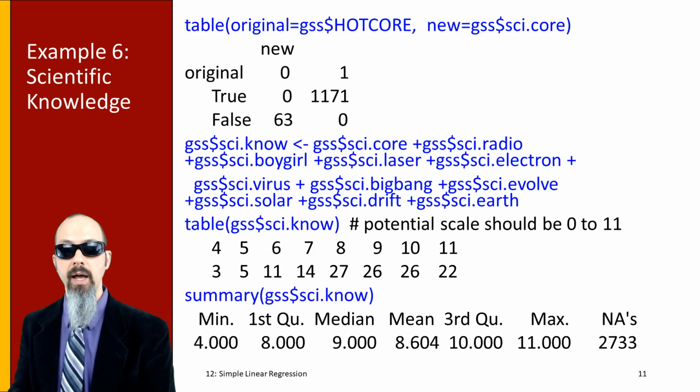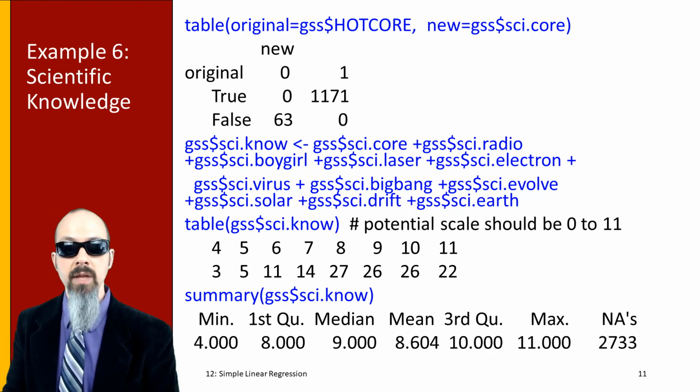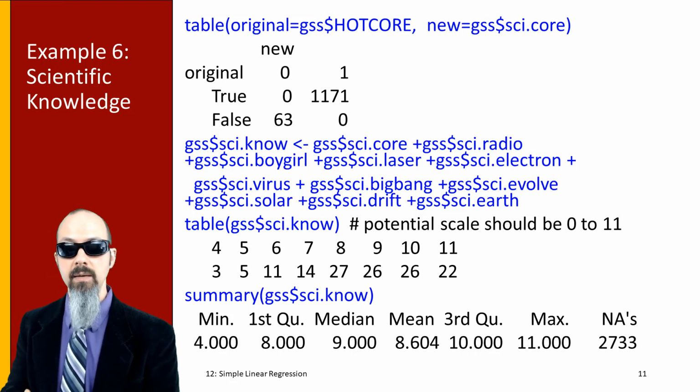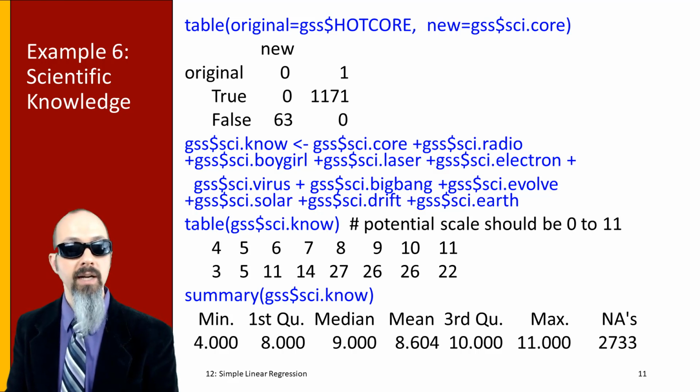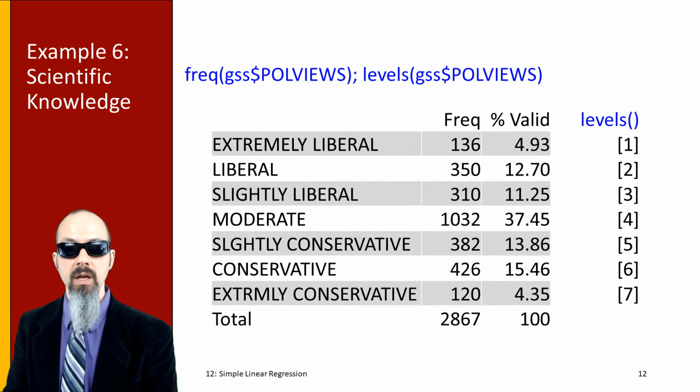Then I'm going to go ahead and combine them all. I check each one to make sure they coded properly. Then I combine them all into a scale, and I get this numerical scale that's going to become my dependent variable, and somebody's going to have an answer between 4 correct answers and 11 correct answers. So 11 means they got them all right, and nobody got them all wrong. The lowest score someone got out of 11 questions was 4 of them correct, and so that's our range that we're working with here.